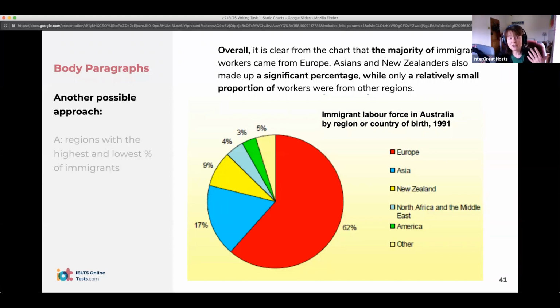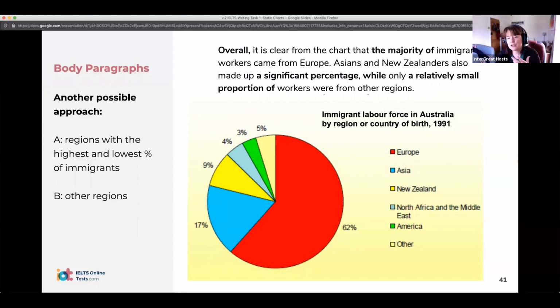But if you wanted to, another possible approach, maybe for a different type of chart, would be the highest and lowest numbers. So the extreme numbers in the 1st paragraph, and then everything else, everything in the middle, in the 2nd one.